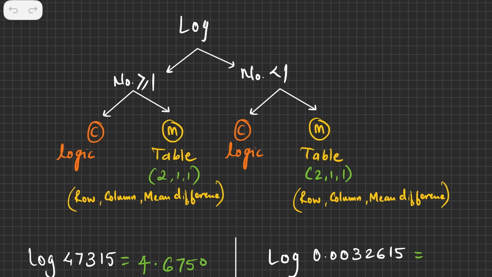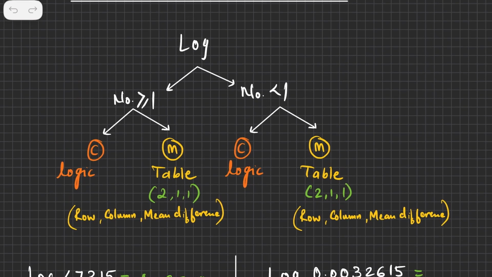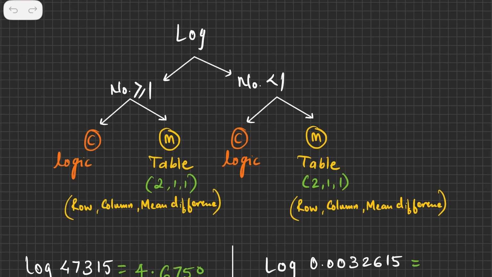So in the previous video we had seen how to find the log of a number greater than 1. It has some characteristic, it has some mantissa. The process of finding out mantissa remains the same for log and anti-log, for numbers greater than 1 and less than 1. Today we are going to see only numbers which are less than 1, and we are not going to see anti-log. Anti-log we'll see tomorrow, in the next video.